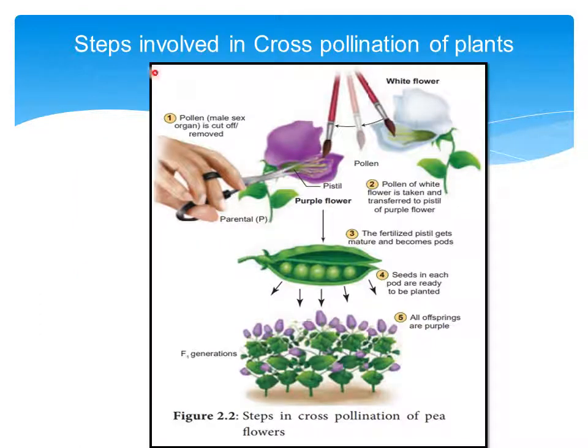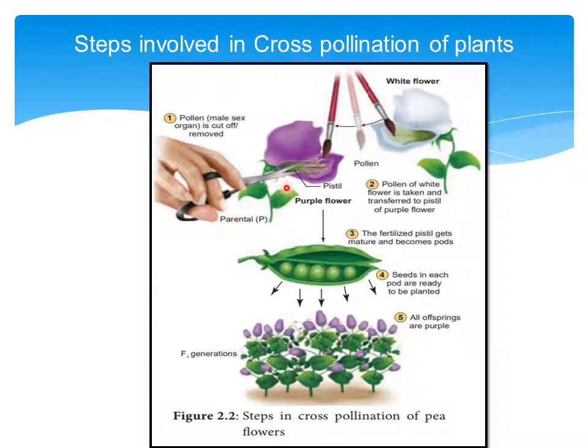Here comes the main step of cross-pollination. So what is happening in these two flowers? Now let us see that. First, what he did, he performed the experiment by transferring the pollen grains from the anther of the purple flower to the stigma of the white flower.